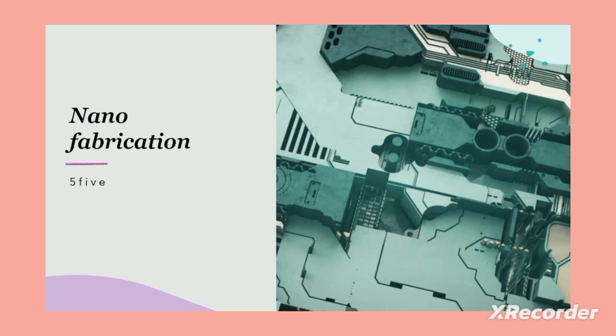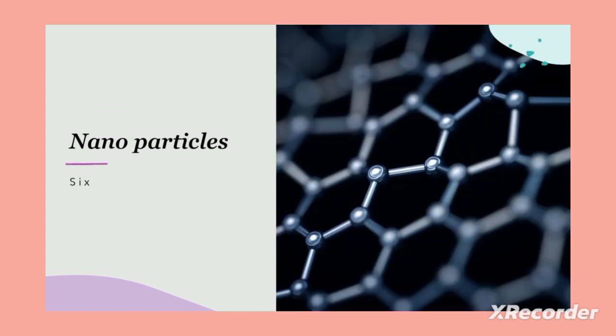The next important point is the nanofabrication techniques. Certainly, when you have the material, you have to fabricate these materials into practical form. So nanoscale science and engineering employs various fabrication techniques, including top-down, like lithography, and bottom-up, like the self-assembly approach, to create nanostructures and nanomaterials. The next important point is the nanoparticles.